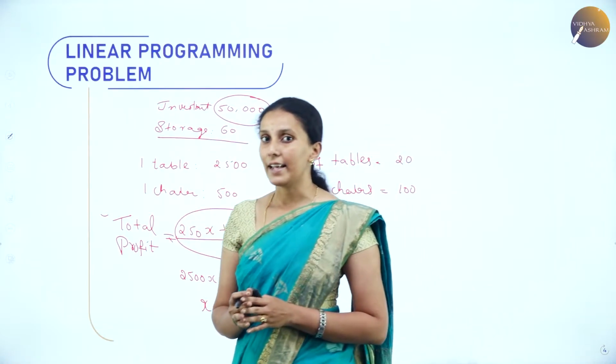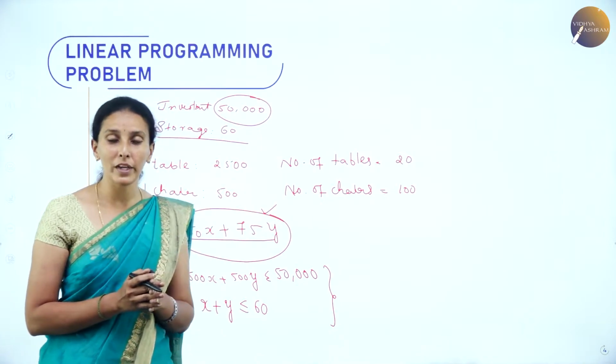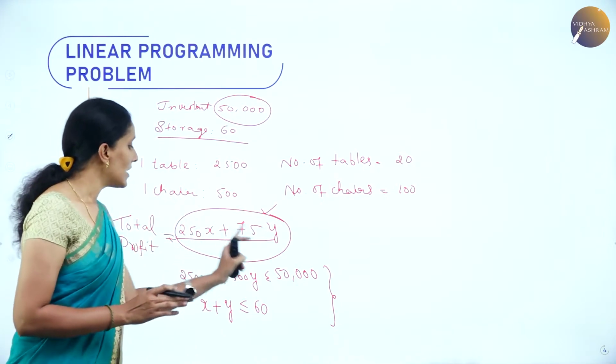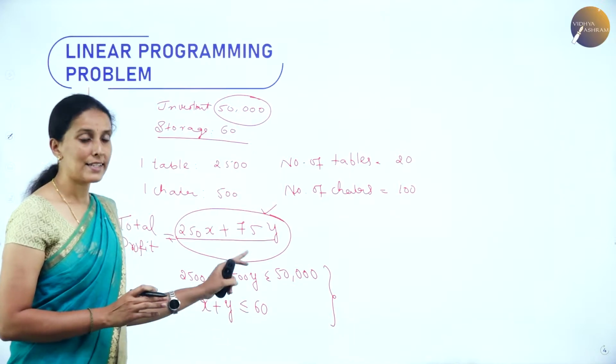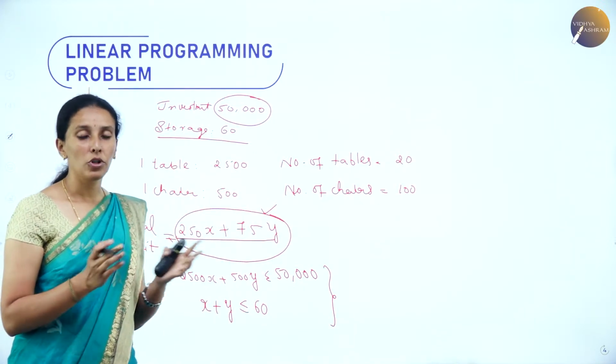So thus we can say that we are finding the maximum value or minimum value of a linear equation subject to the constraints. So these are the constraints. As I said, X is the number of tables and Y is the number of chairs. Both are positive.